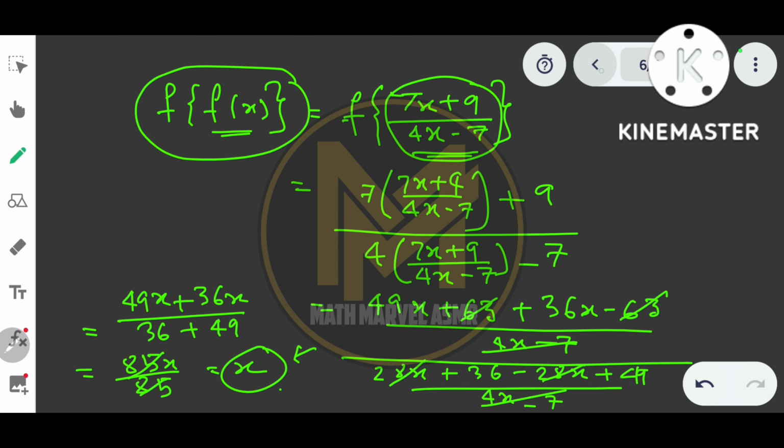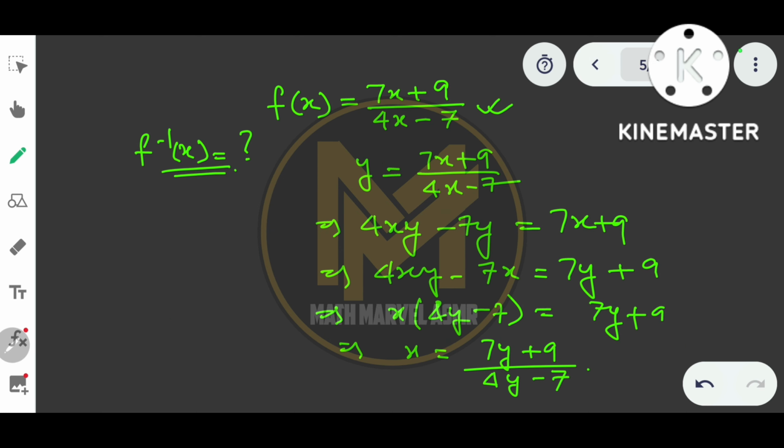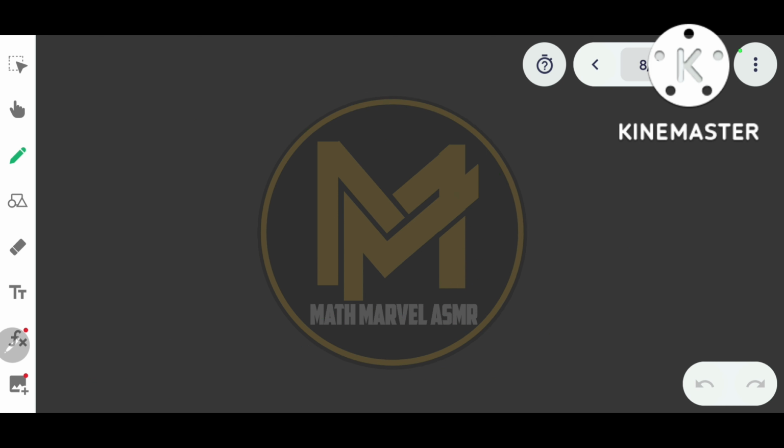Now this is the method, we all know that. Now we will learn the trick to solve it in seconds. Let's write out the function: f of x equals 7x plus 9 divided by 4x minus 7.